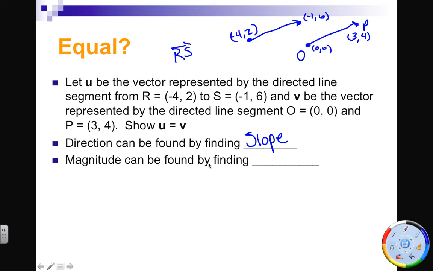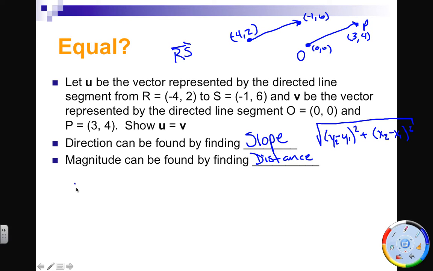So we can find magnitude by finding distance. If you forget what that is, which everybody seems to forget, it's the distance between the y values squared plus the distance between the x values squared. And if you remember, that's the Pythagorean theorem, a different version. So we can figure out if these two vectors are equal by finding the slope.